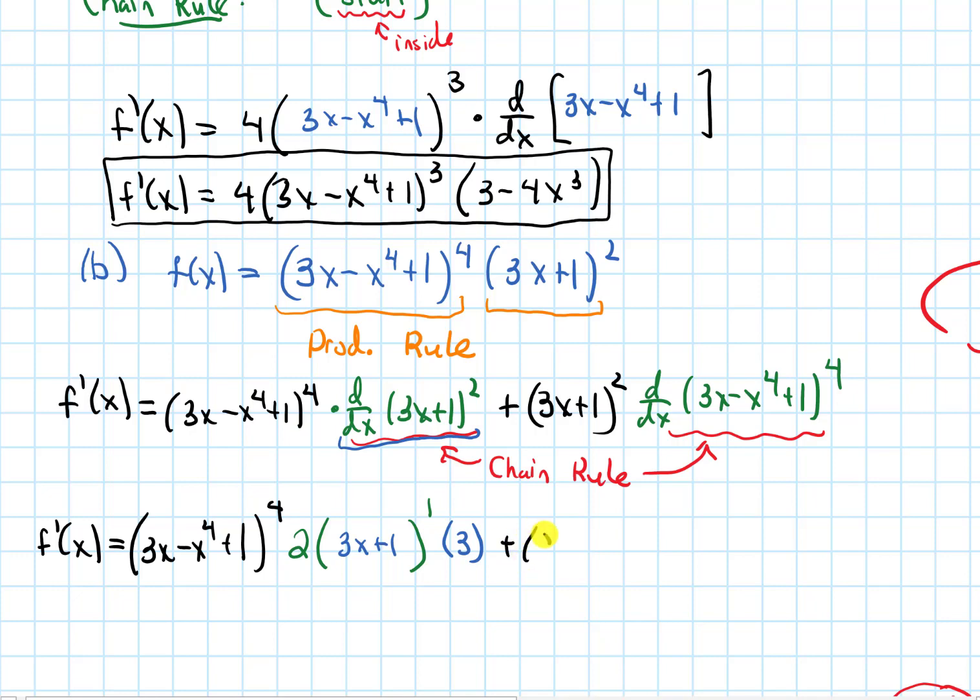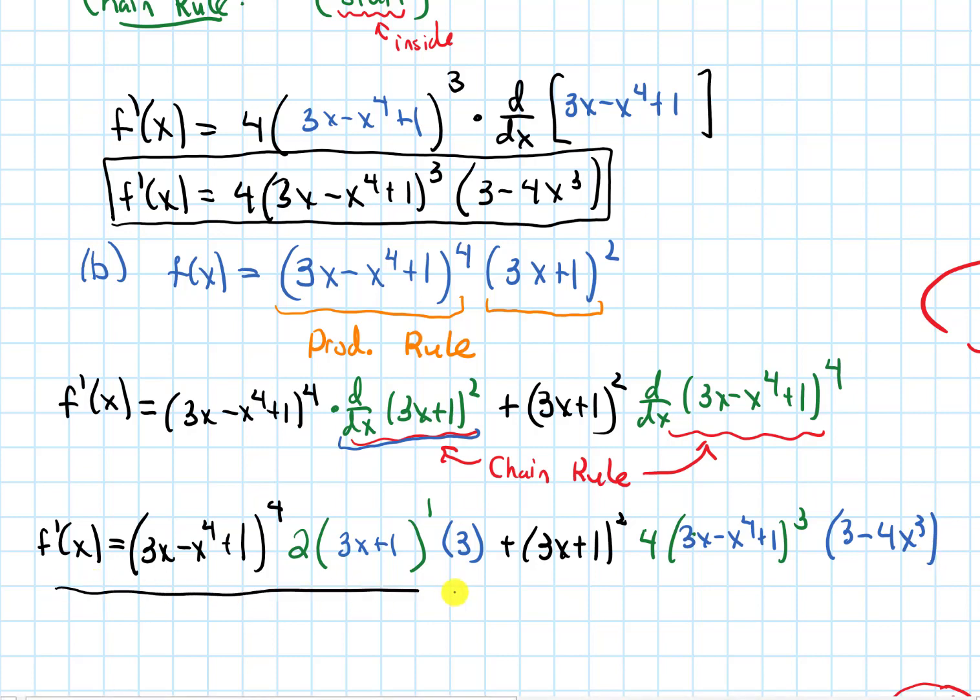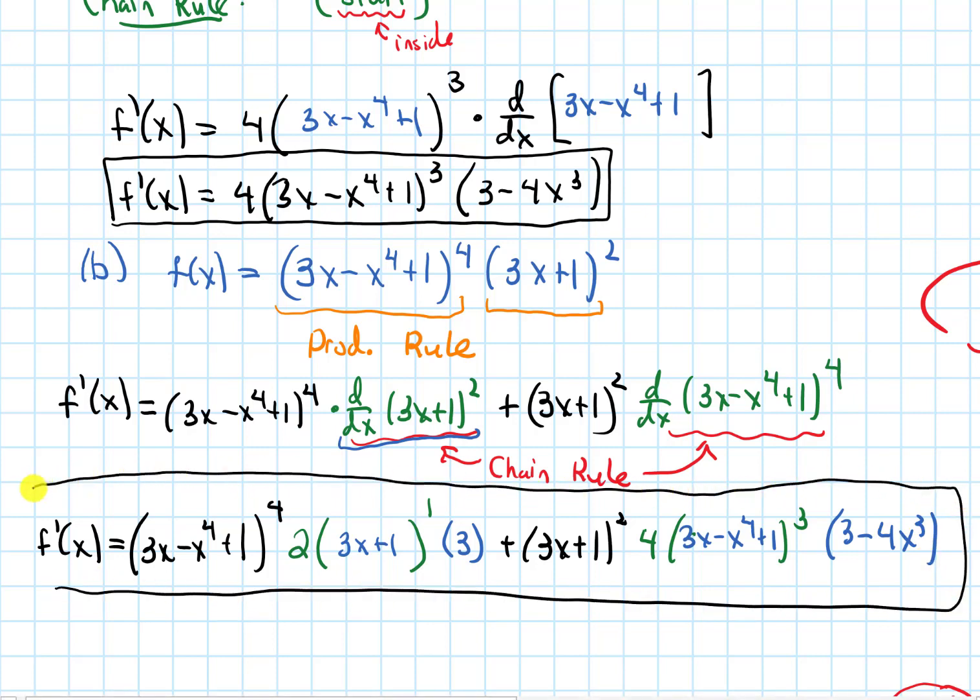Then we're going to get plus (3x plus 1) squared. And we've already seen how to do the derivative of this term, because that was the problem in part A. That's going to give us, let's see, the 4 comes down, and then times, we had, let me put a 3 there, and then I keep the same inside function, 3x minus x to the 4 plus 1, times the derivative of the inside thing, which remember was 3 minus 4x to the third. And that is our answer. Maybe it looks a little bit nicer if I put parentheses around this 2 to indicate it's multiplying everything here. Same thing around the 4 to indicate that it's multiplying these other terms.